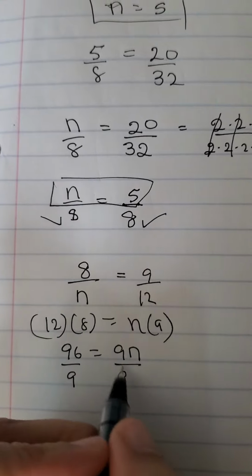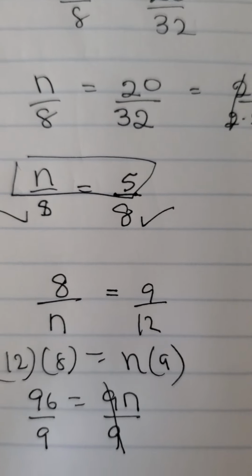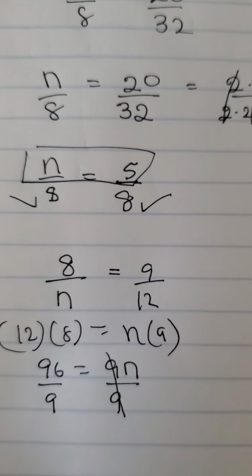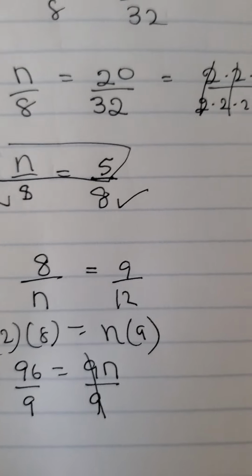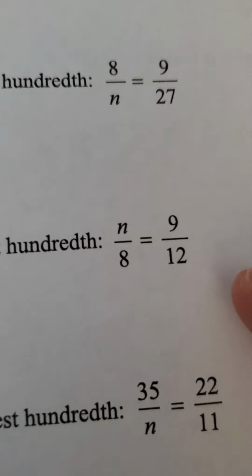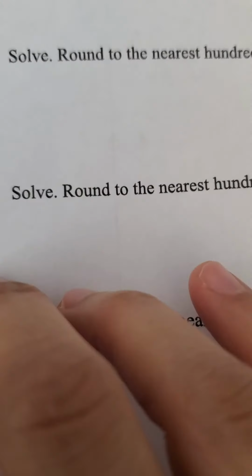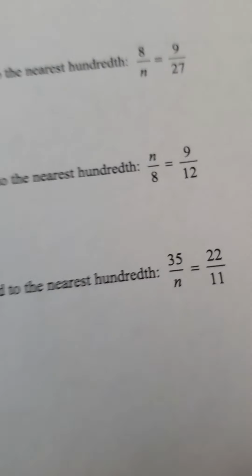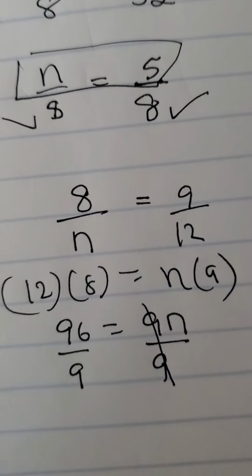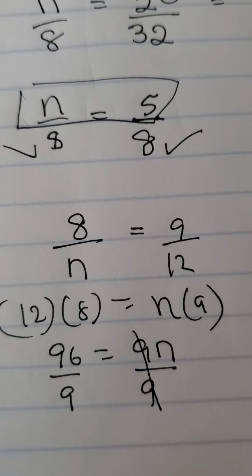And it looks here like we will have some type of decimal. So this type of question is asking to round to the nearest hundredths. So here's the question in your text. It's asking to round to the nearest hundredths. So we know that some form of decimal might occur here. So let's see what that looks like.